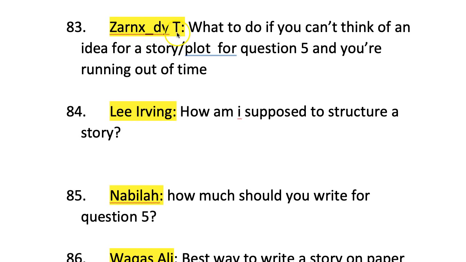Zanex Dighty asks, what to do if you can't think of an idea for a story plot for question five and you're running out of time? Well, the quick answer is do the description question then. But if that's not available, then stop thinking and just write. And what will happen then is that you'll write something and it'll either be good or it won't be. And if it's not, your brain will go, oh, that's not very good, but I've got a better idea. And start writing that better idea and cross out the old one. If you just think that you haven't got an idea and you think, well, I'll wait until one comes to me, you're going to fail. But if you start writing your rubbish idea, automatically your brain will kick in, it will get over your fear, and it will come up with a better idea. So 100% of the time, start writing, stop thinking, and that will automatically liberate your brain to think. And you'll write something good.